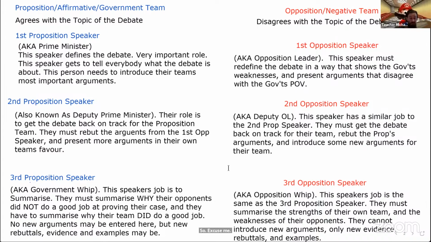The first proposition speaker has such an important job because they are the first person that you hear from during this debate. And so they get to set the first impression. They get to set the first definitions. And yeah, so they basically get to set the tone for the debate. So they're very, very important for their team in regards to setting up in as strong a position as possible.